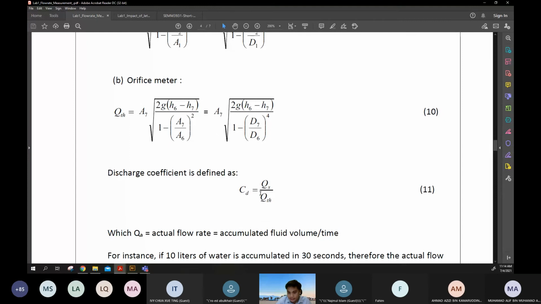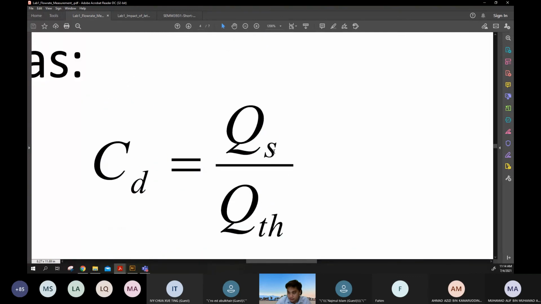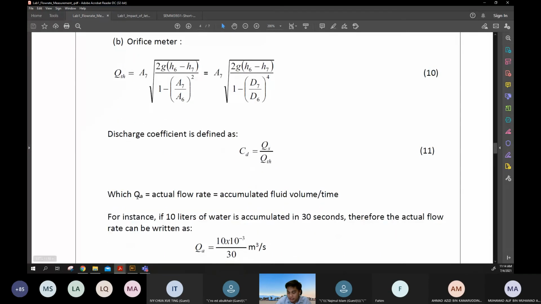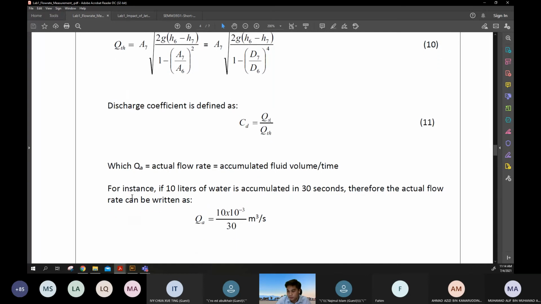So how to calculate the discharge coefficient? You must know that the discharge coefficient is the ratio of the actual flow rate over the theoretical flow rate. This is not the S, this is the A, this is actual. Typo here. So QA is the actual flow rate: the accumulated fluid volume over time. It's very simple, it is the volume over time.